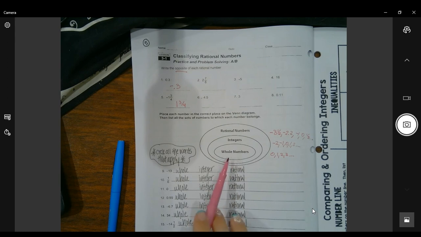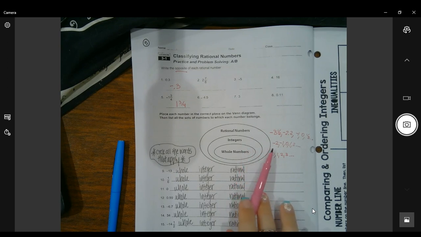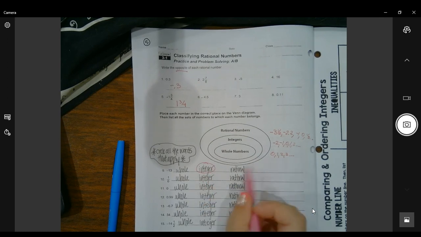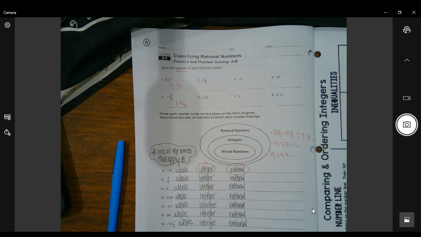Again, I always start on the inside and then work my way up. So I'm going to ask myself, is -13 part of the whole number set? No, it doesn't include negatives. So let's move up. Is -13 part of the integer set? Yes, because integers are negative and positive whole numbers. So it's an integer, and if it's an integer, it's also part of the rational subset. Okay. Let's look at one more.